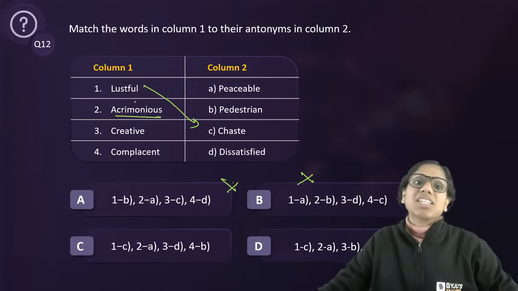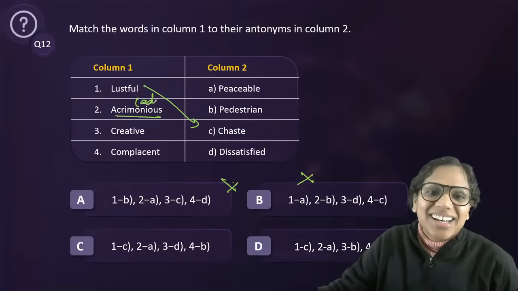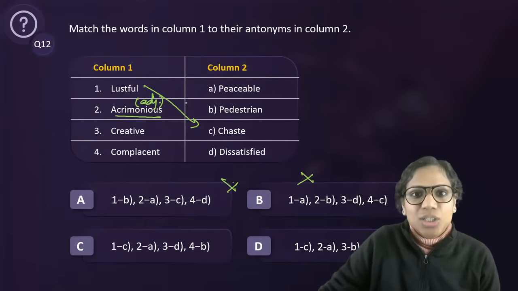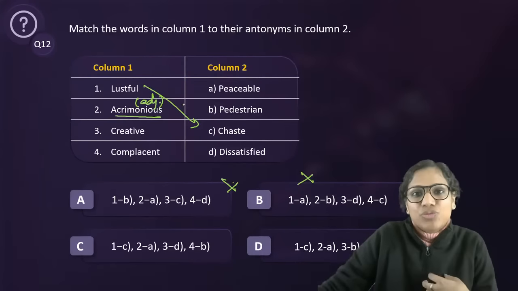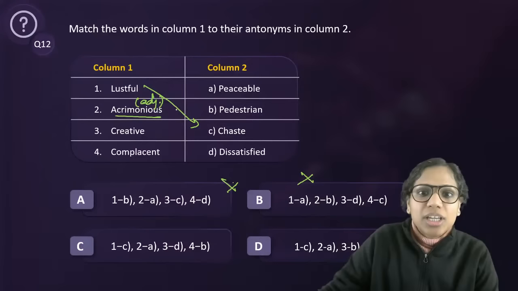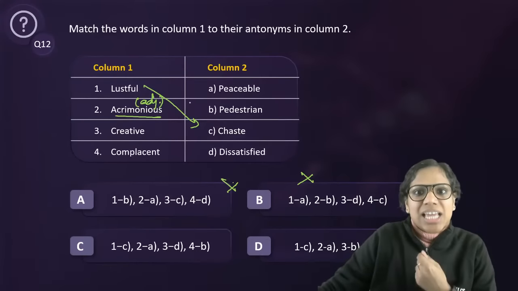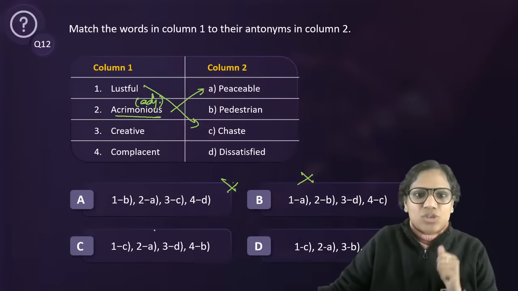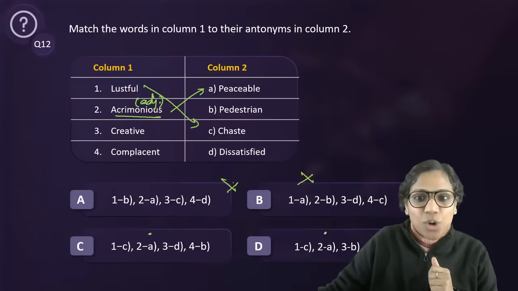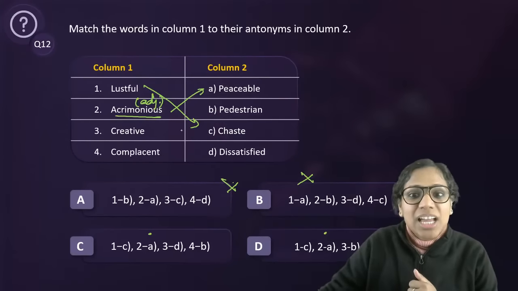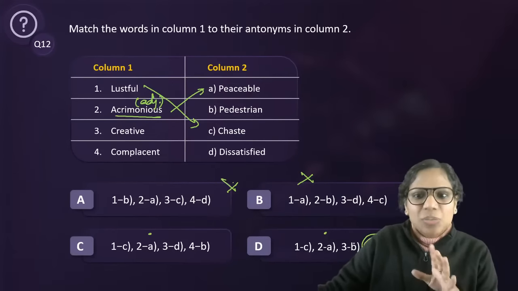Acrimonious is a word that I discussed with you, right? So acrimony, when you are filled with bitterness and anger towards someone, that is when you have this feeling of acrimony towards them. You are acrimonious towards them. So if acrimonious is bitterness, anger, hostility, peaceable will be the opposite. So two has to be A. But that does not help me a lot actually. So it comes down to 3 and 4. The thing is, for this D is eliminated.